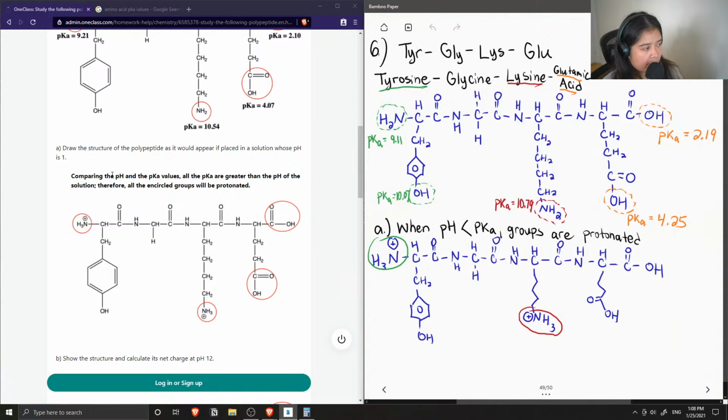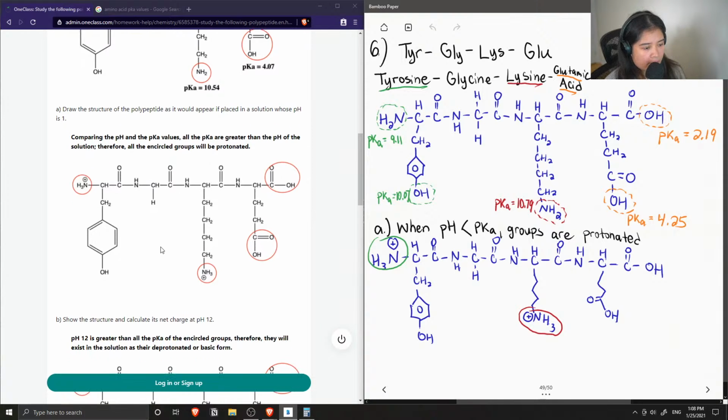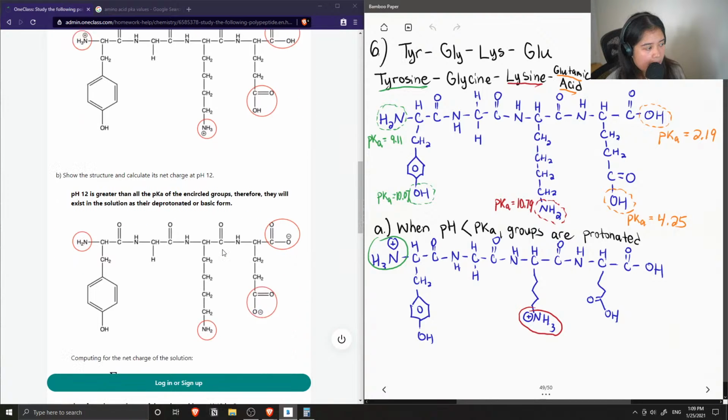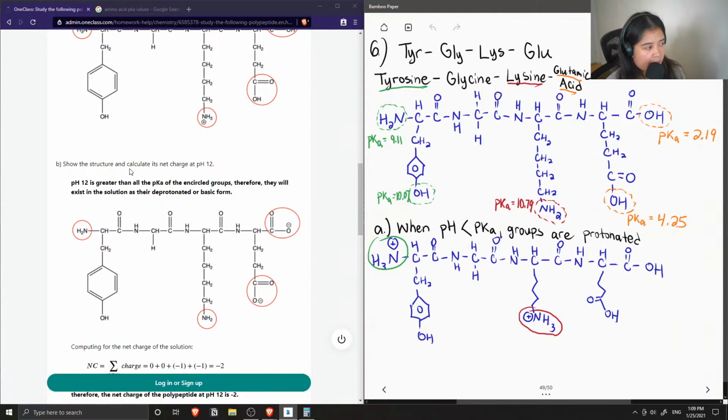So comparing the pH and pKa values, all the pKa are greater than the pH of the solution, therefore all of the encircled groups will be protonated. Okay, they circled all the groups. Yep, so that's correct. And then show the structure and calculate its net charge at pH 12.